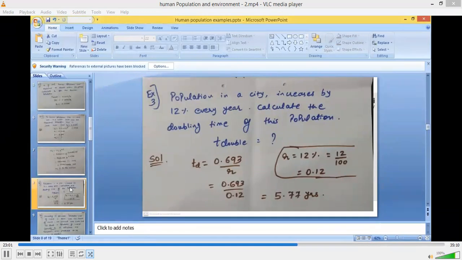I don't want percentage, so to remove the percent sign, I have to divide it by 100. So 12 divided by 100 is 0.12. T double is equal to 0.693 divided by R, which is 0.12. So 0.693 divided by 0.12. Yes, very good. This is the correct answer, 5.77 years. So T double is equal to 5.77 years. Please note down very quickly. This is very simple, but you should get to know what is particularly asked.